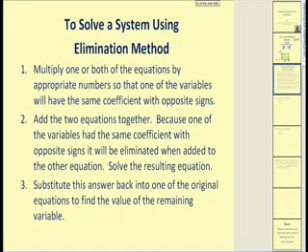Let's take a look at, in general, how we're going to solve a system using the elimination method. Step 1, we'll multiply one or both of the equations by the appropriate numbers so that one of the variables will have the same coefficient with opposite signs. Then we'll add the two equations together. Because one of the variables had the same coefficient with the opposite sign, it will be eliminated when added to the other equation. Then we'll solve the resulting equation and then substitute this answer back into one of the original equations to find the remaining variable.